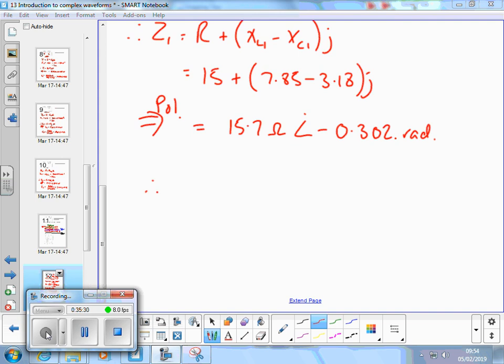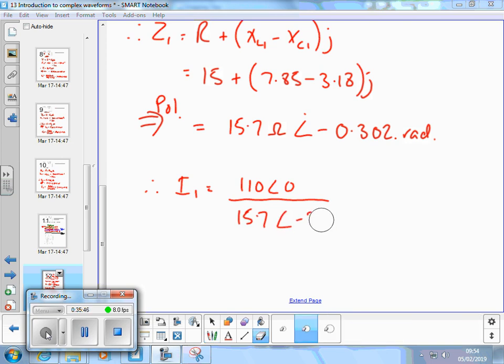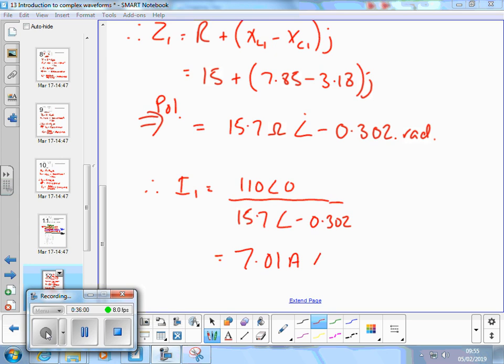Therefore, I1, the fundamental current, is 110 angle 0 over 15.7 angle 0.302, equals 7.01 amps angle, hang on, this is a negative angle, isn't it? I thought someone said negative, but never mind. Minus.